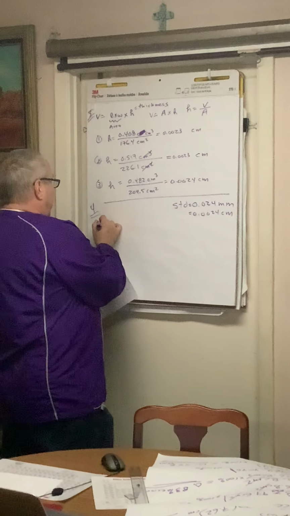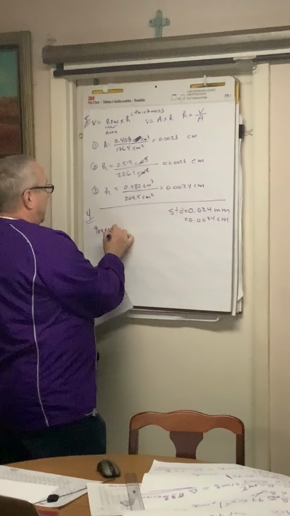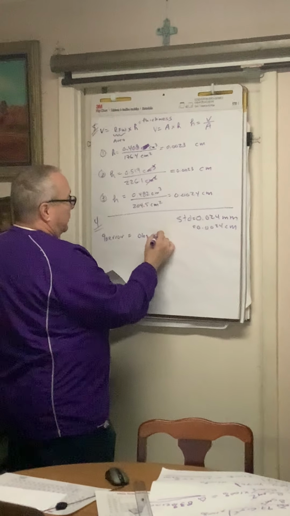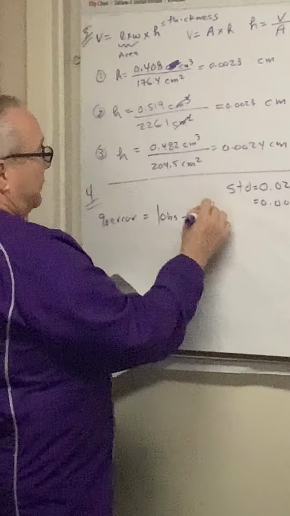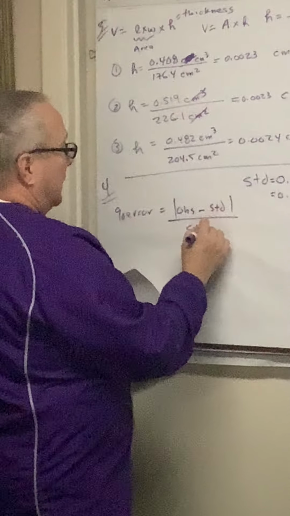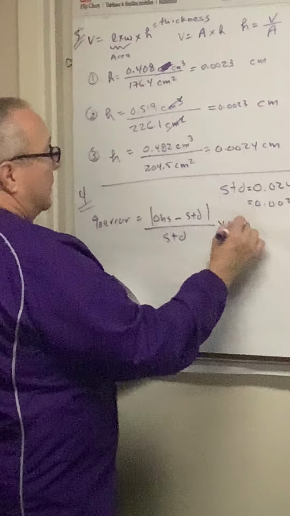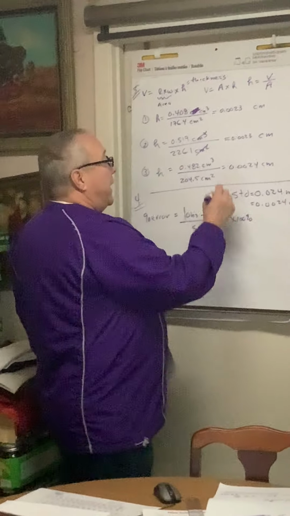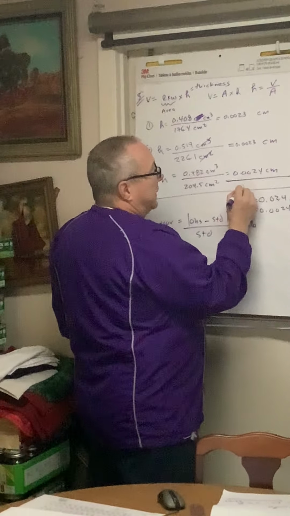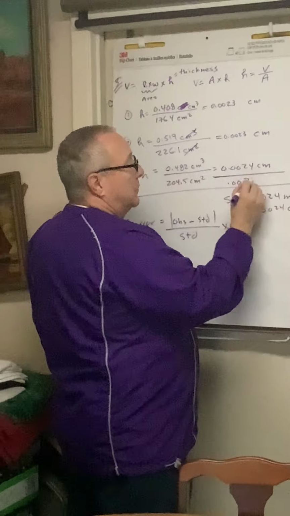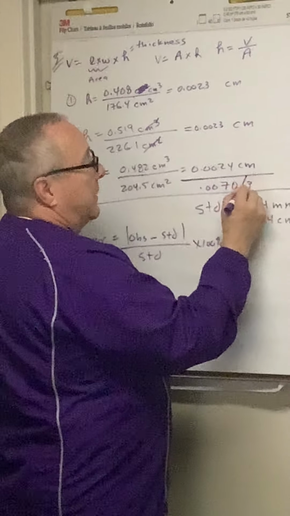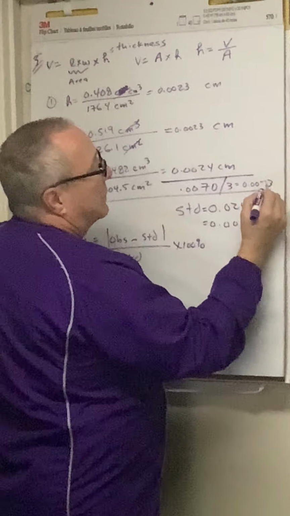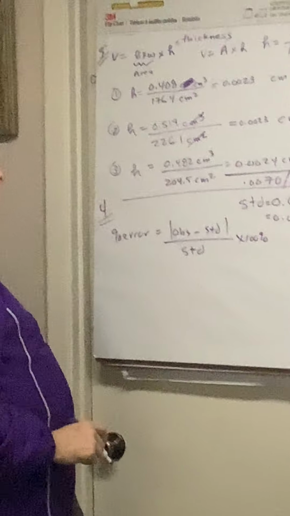So how do I do this? Remember I said percent error is equal to the observed minus the expected, or the standard, actually the absolute value of that, divided by the standard times 100%. So what was our observed? Well, we had 3, so what we're going to do is take an average. If you add these 3 values up, you will get 0.0070. And then if you divide that by 3, we are getting 0.002333333 centimeters.